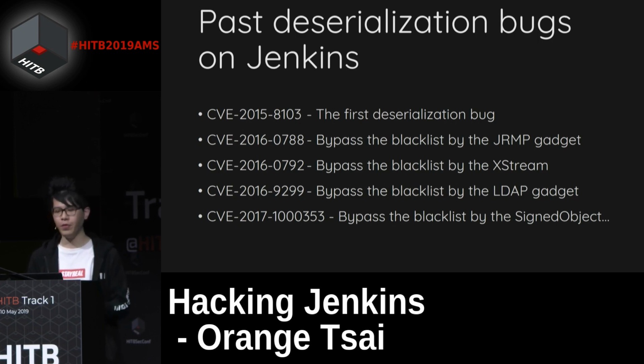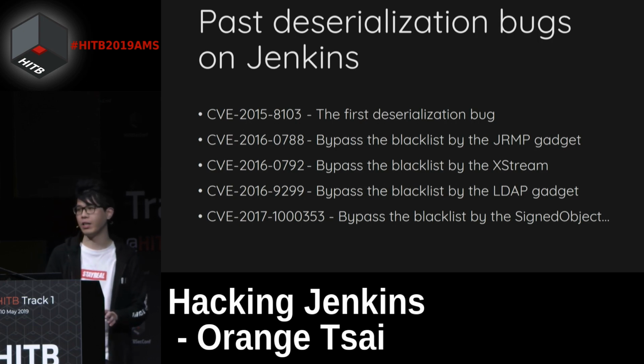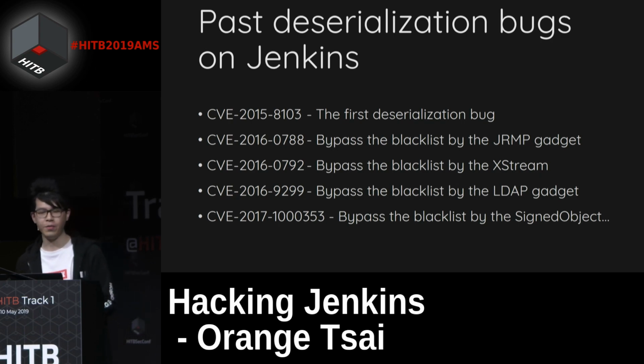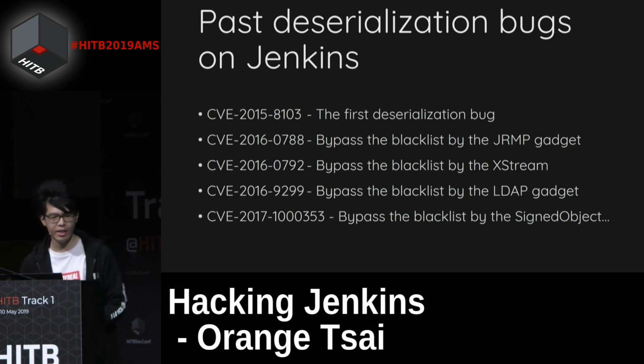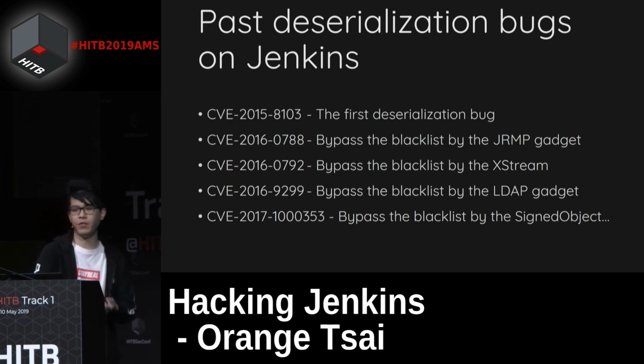More and more people try to find more and more deserialization bugs in the world. It's hard to fix deserialization bugs in a proper manner. Jenkins used a blacklist to prevent deserialization bugs. However, everyone knows a blacklist is never a good idea. So, as you can see, there are lots of bypasses. Once a bug has been fixed, someone will find another gadget to make Jenkins vulnerable again.